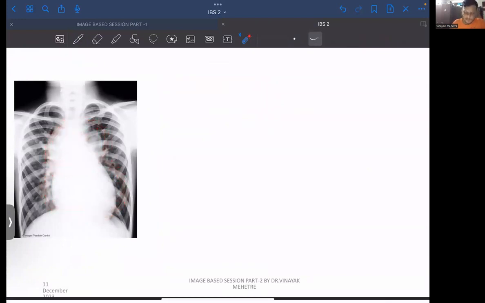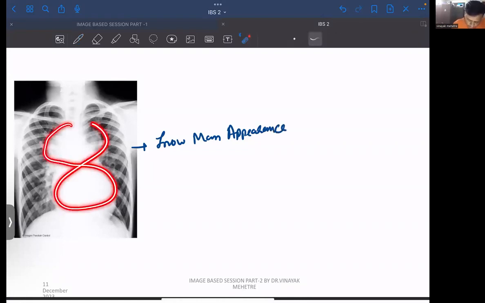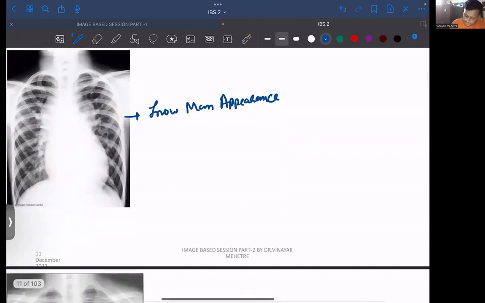It is called snowman appearance, right? Snowman appearance, or it is also called figure of 8 appearance. Figure of 8 appearance is seen in total anomalous pulmonary venous connection. Okay, it is seen in this.